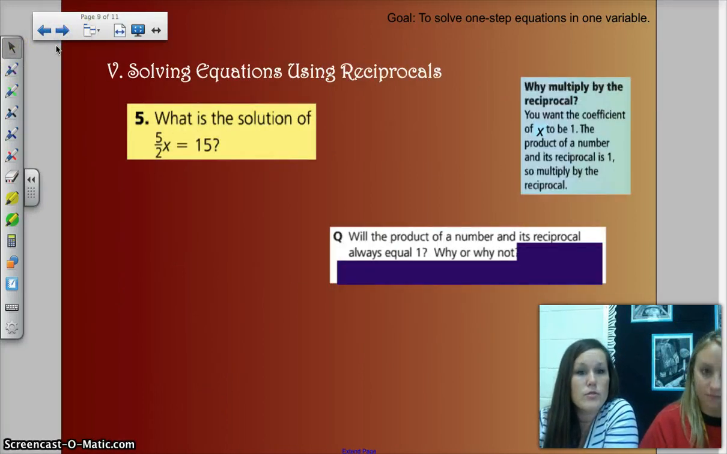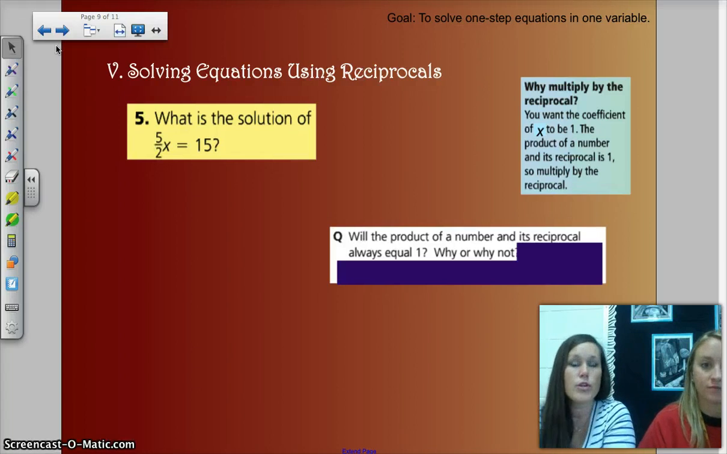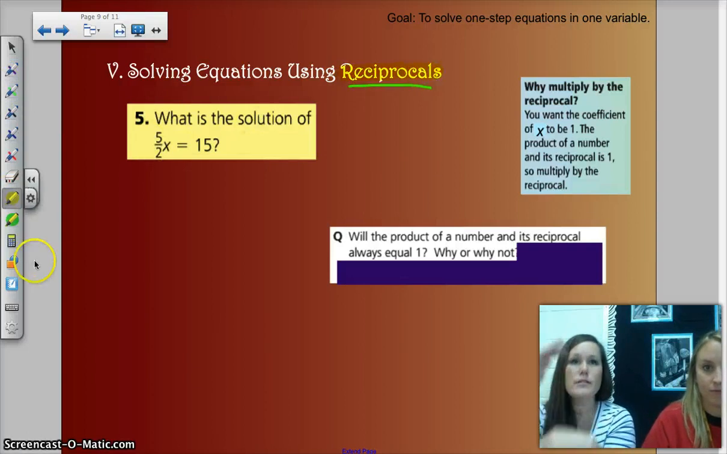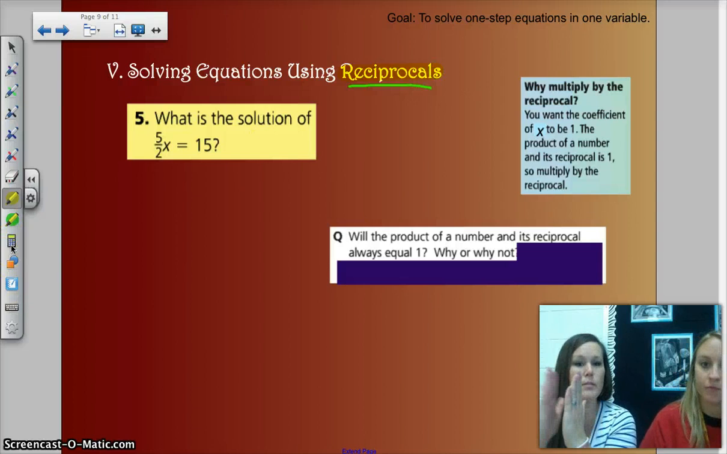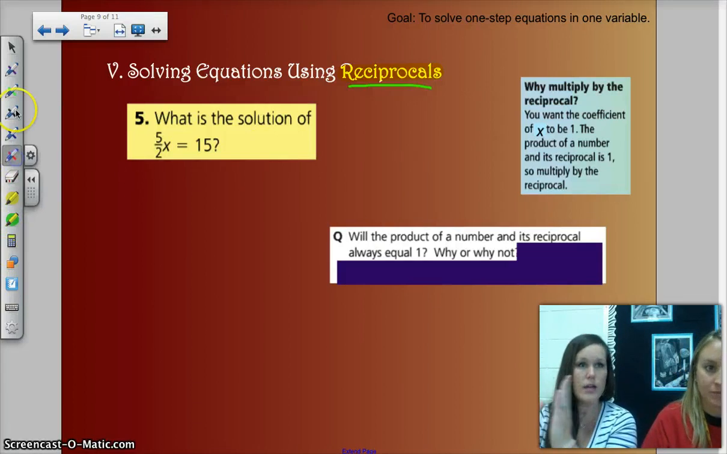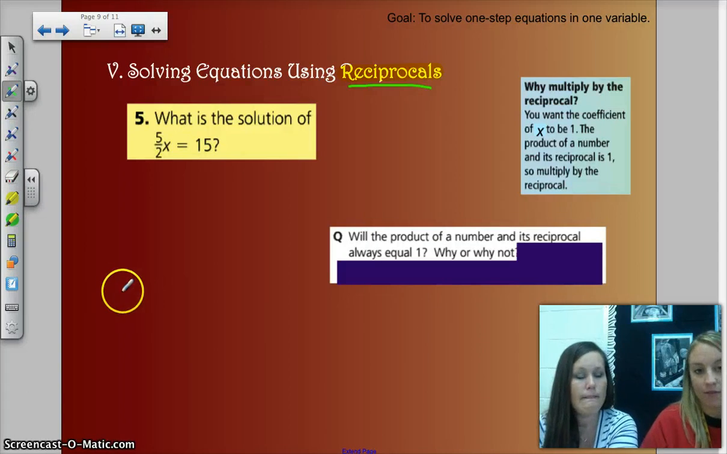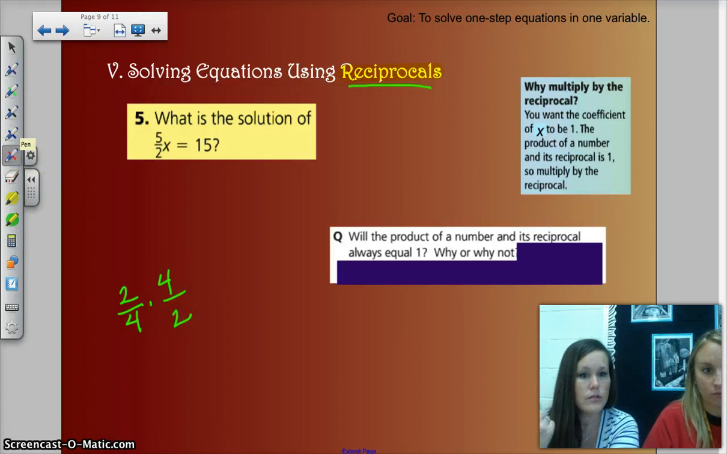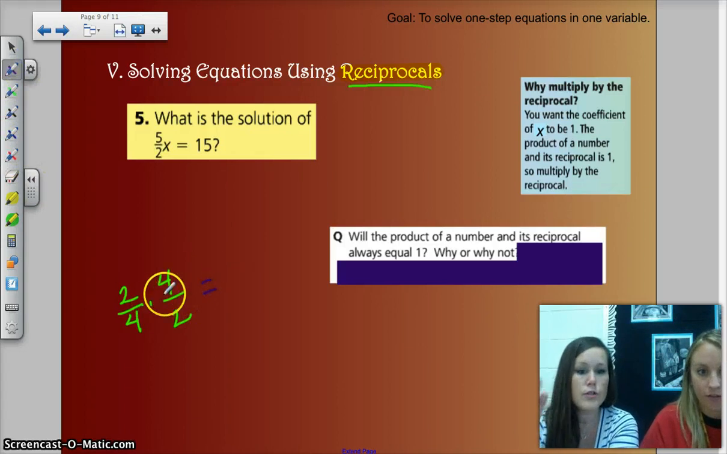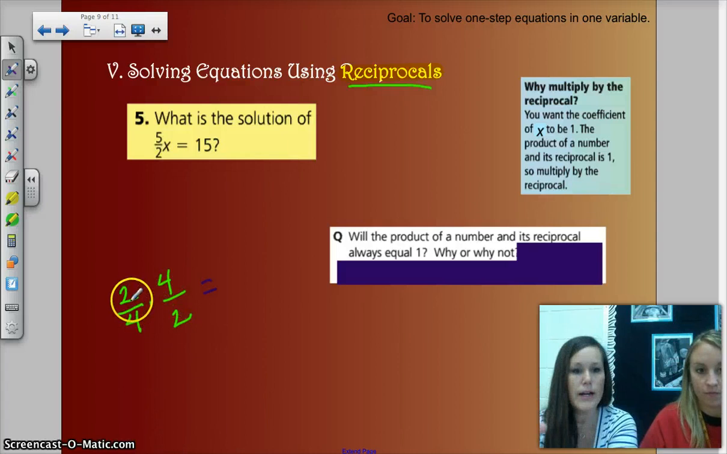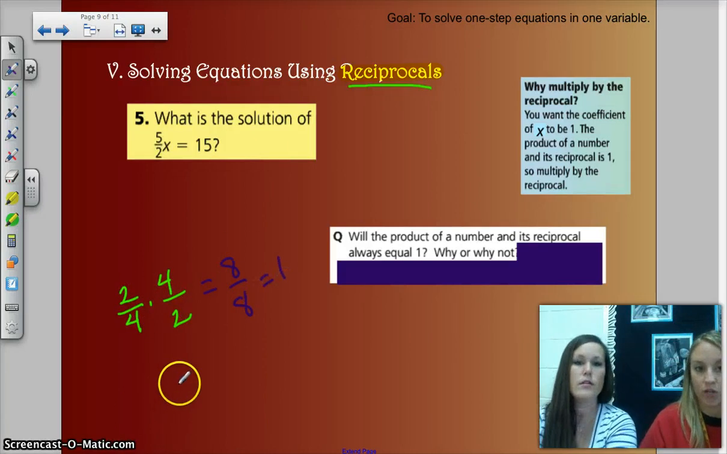Solve equations using reciprocals. I love it. Reciprocal is a word you need to know. We will use it a lot. A reciprocal of something is basically the flipped over version of the fraction, but it basically means that when you multiply something by its reciprocal, you will equal 1. So for an example, if we have 2/4 times 4/2, 4 over 2 is the reciprocal. If I multiply it out, I'm going to get 8 over 8, which is equal to 1.